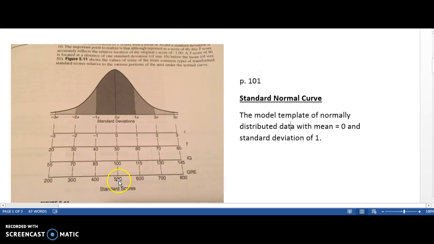The GRE scores have a mean of 500 and a standard deviation of 100. So every 100 points, or one standard deviation, is another increment. These can all be superimposed in this format, or what we do use now is what is called the standard normal curve. And the standard normal curve is basically our ultimate template for normally distributed data, where the mean is set at 0 and the standard deviation is set at 1. So this chart will be used here to basically serve as a model for other information that we have throughout this course.